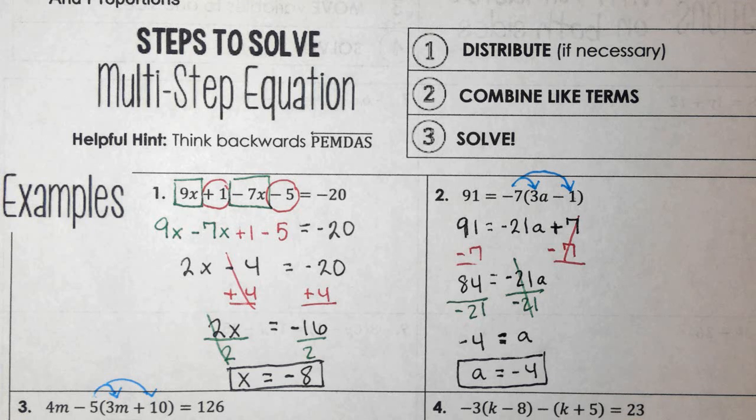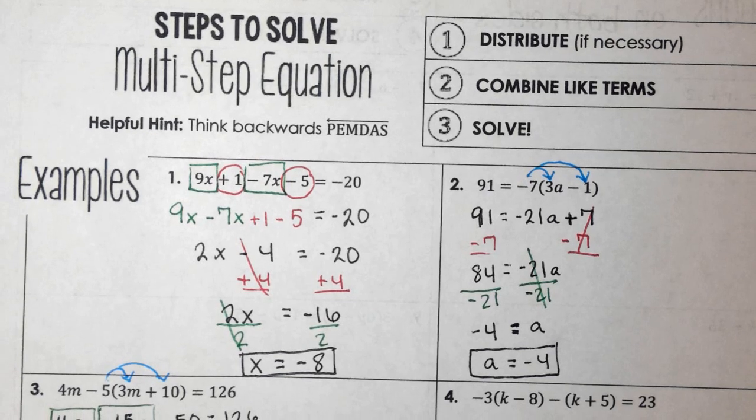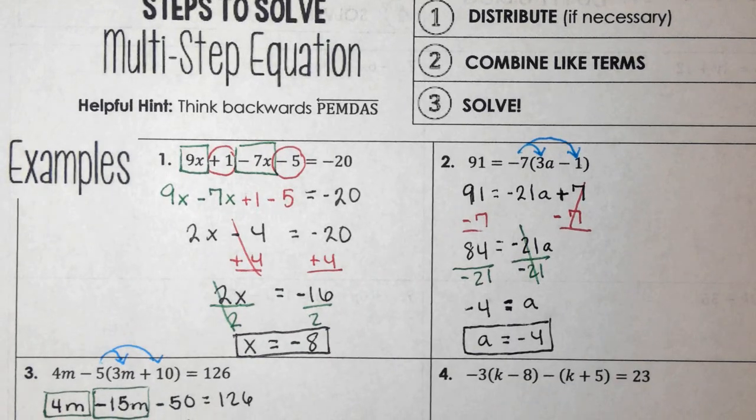So number 3 was the one we were looking at. I just want to ask you to go through and try yourself. The first thing we needed to do on number 3 was distribute the negative 5 to the 3m and to the 10 and rewrite that. As you can see on my paper, I did that first. And then I rewrote my equation as 4m and then minus 15m, because I got negative 15m from when I distributed, and then minus 50 equals 126. That should be your equation after the distribution.